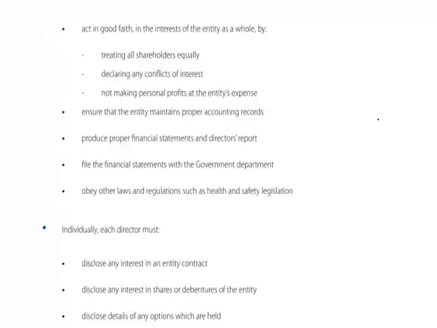Who decides whether there are proper financial statements? Who ultimately decides whether financial statements show a true and fair view? Who ultimately? You say shareholders, you say auditors. You're both wrong. It's the auditor's opinion that they show true and fair view.